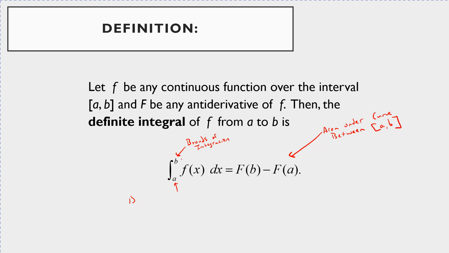Just a few things here. One, when you compute definite integrals, you no longer have c, that constant of integration. It goes away, because if you think about it, you'd have F of x plus c minus F of x, and then you distribute the negative, so plus c minus c. The c's would cancel.